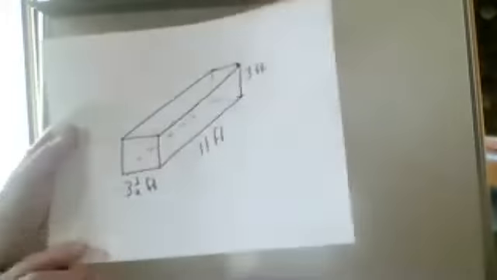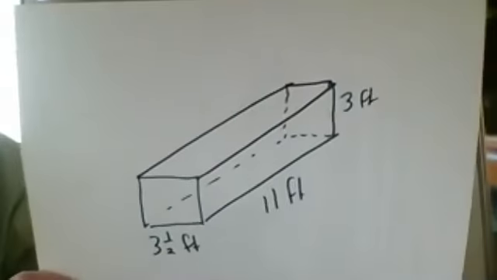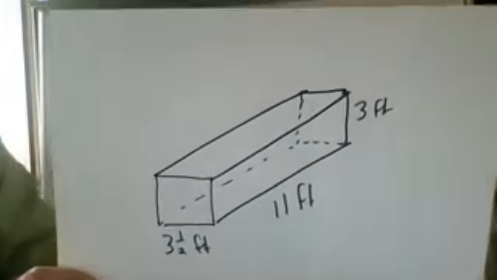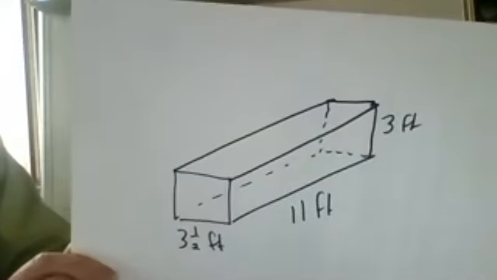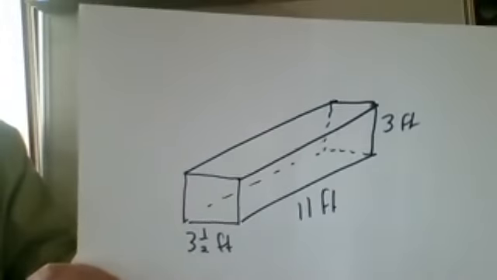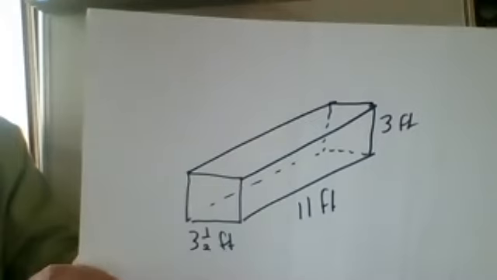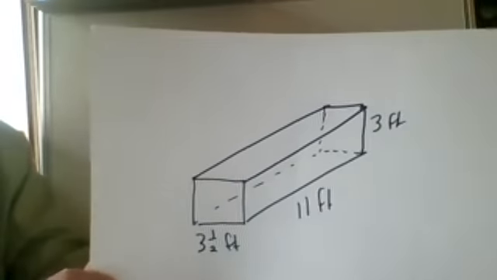The next one is a rectangular prism, and it gives you the dimensions. The dimensions are 3 feet, 11 feet, and 3.5 feet, okay? So 3 feet, 11 feet, and 3.5 feet. Again, that's pretty simple. This is a problem you should have been able to solve in 7th grade. Volume of a rectangular prism.